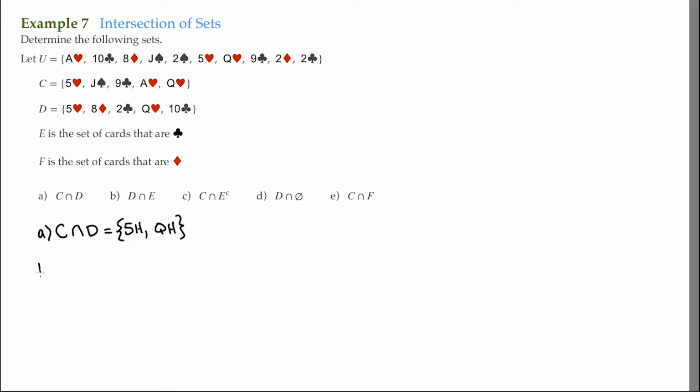For letter B, we have set D. Where does that intersect set E? So set E is the set of cards that are clubs. So in D, here's a club here, and here's a club here. So then D intersects E at the 2 of clubs and at the 10 of clubs.